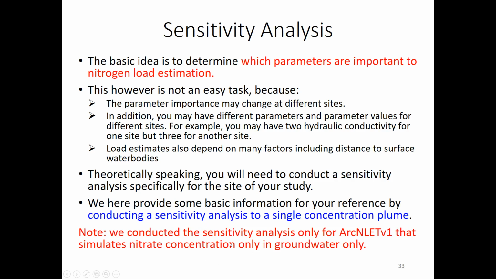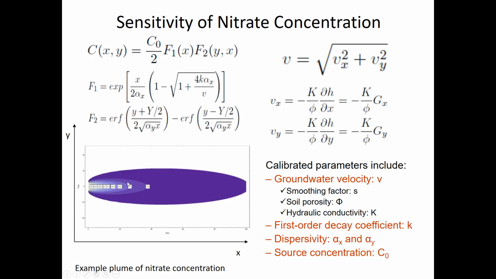But here, we want you to pay attention. In our sensitivity manual, the results are only for ArcNLET V1, which simulates nitrate concentration in groundwater only. We have not done a sensitivity analysis for ArcNLET V3. That means if you consider ammonium, things could be different, but we don't know how different. But let's look at our sensitivity study for a single concentration plume. So here is the example.